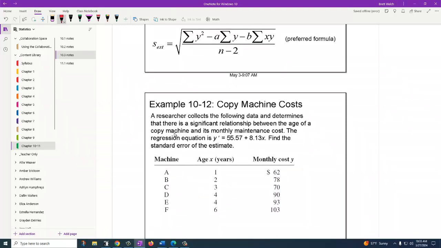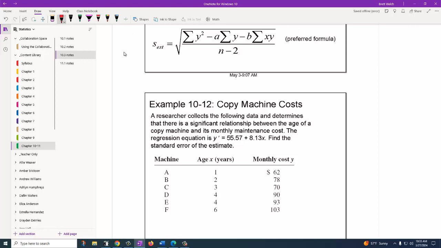A researcher collects the following data and determines that there is a significant relationship between the age of a copy machine and its monthly maintenance costs. The regression equation is y prime equals 55.57 plus 8.13x. Find the standard error of the estimate. So up here, we have our formula, and we want to be able to use that.